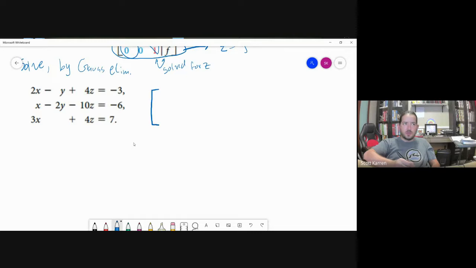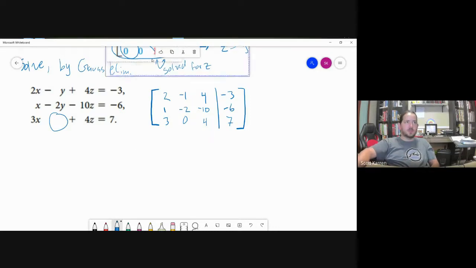So I'm just going to grab the coefficients, right? My top row is 2, -1, 4, and -3. And then 1, -2, -10, and -6. And then 3. There's no y's here, right? So it's a 0, and then 4, and 7, right?